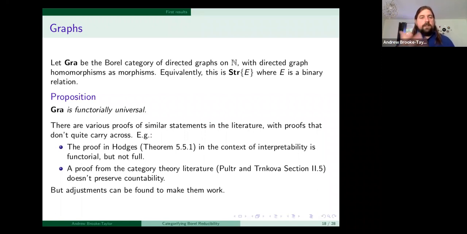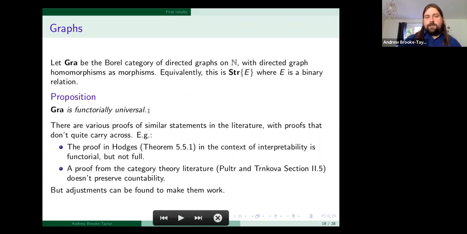So to set up notation, I'm going to use GRA to be the Borel category of directed graphs as ever on underlying the natural numbers, and then with directed graph homomorphisms as the morphisms. So this is just the category of structures for a single binary relation. And so basically in any setting you make up, graphs is going to be the universal thing. And the same is true here. Graphs is functorially universal.